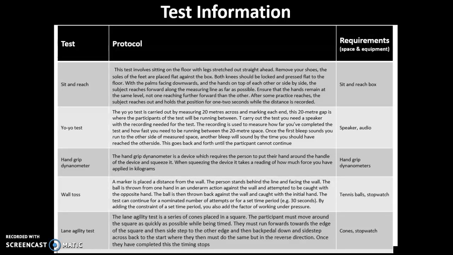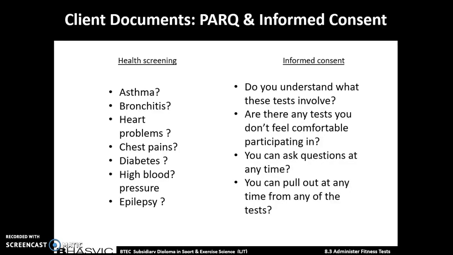So you need cones to map out the square and a stopwatch to time the participant. So PAR-Q and informed consent. PAR-Q is basically health screening. So asking my client if he had any of the following conditions, so that I knew if I had to stop training at any point.